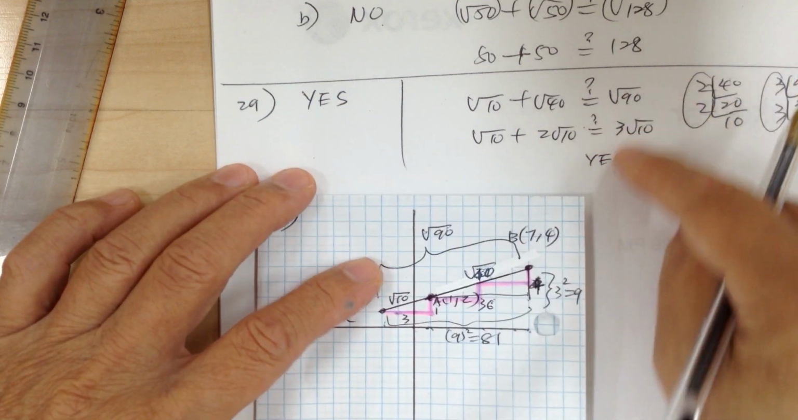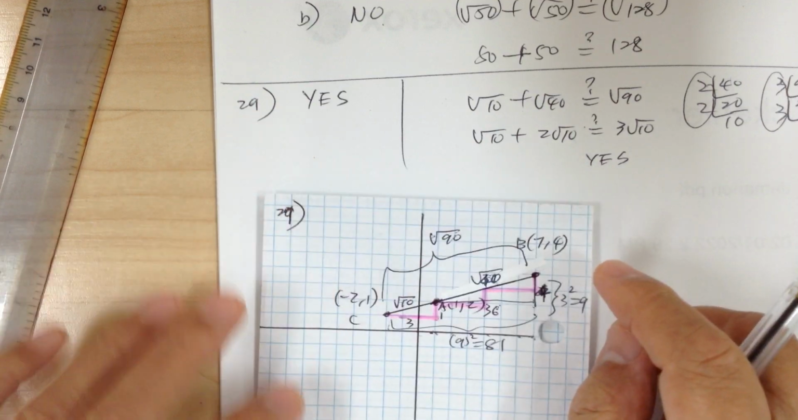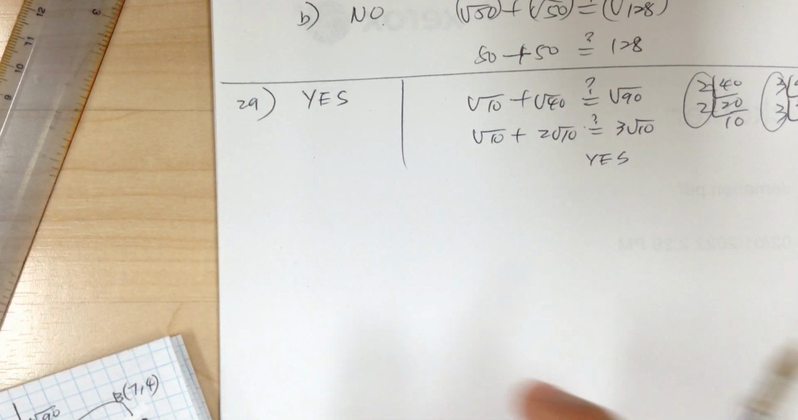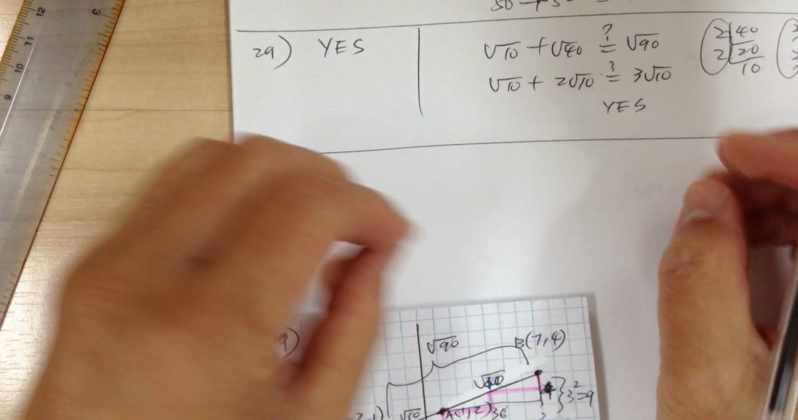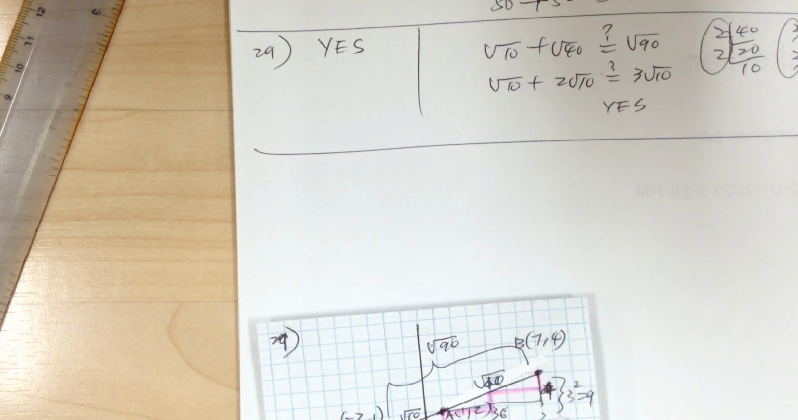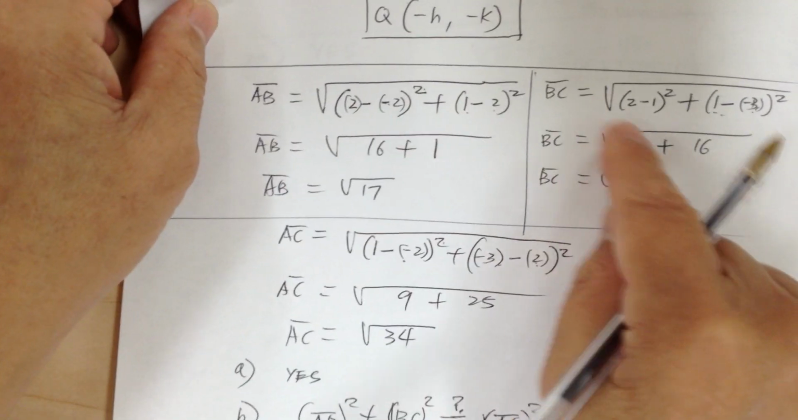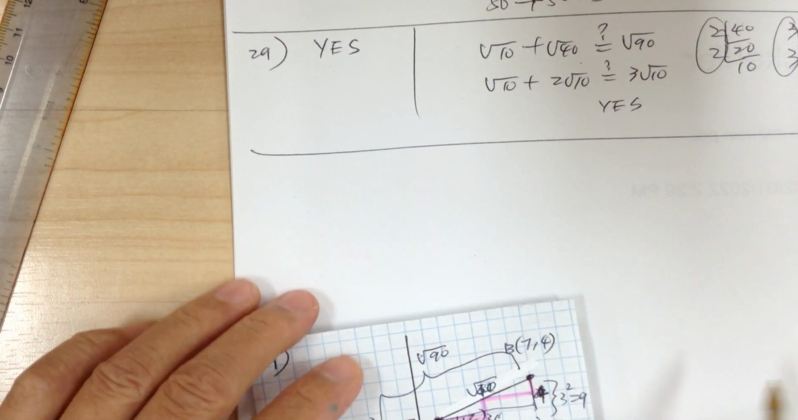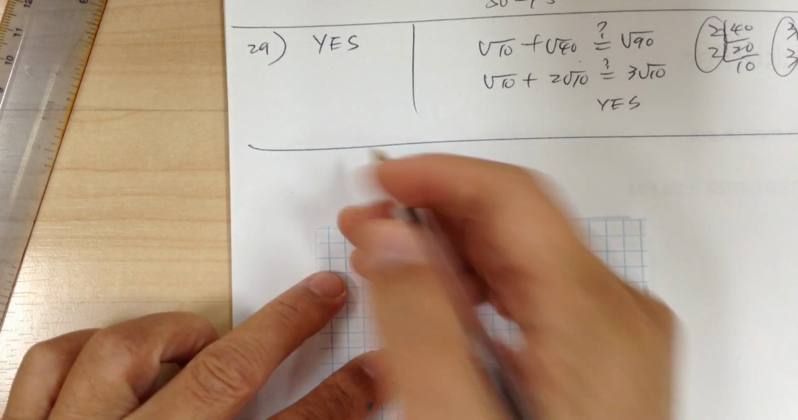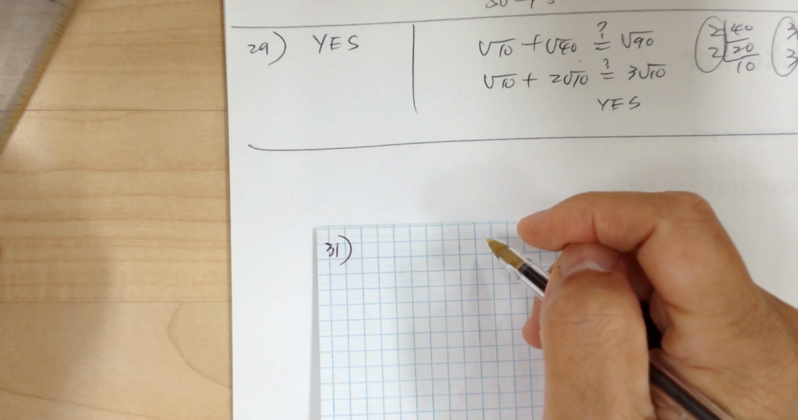So you can do it by distance or you can do it by slope. Again, when you sketch it out, it makes things a lot easier. If you just do it strictly by formulas, you have to go through all this big mess. But if you sketch it out, it makes things much quicker. Okay, so number 31.